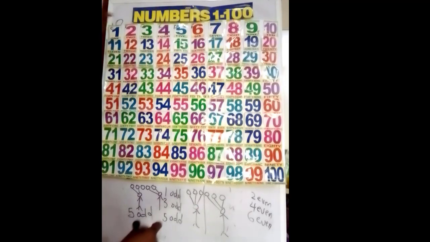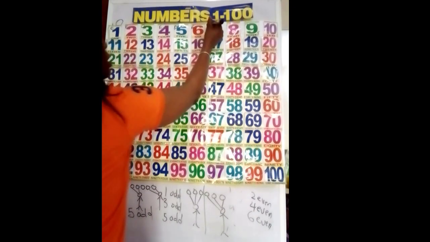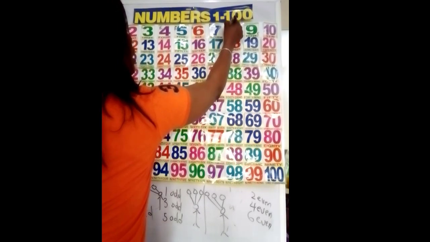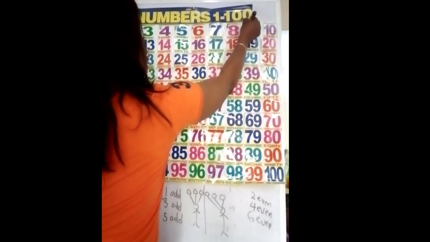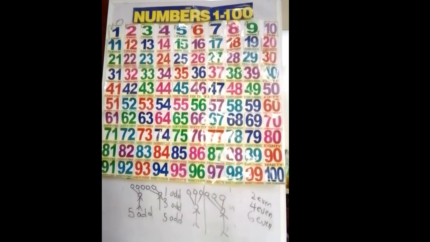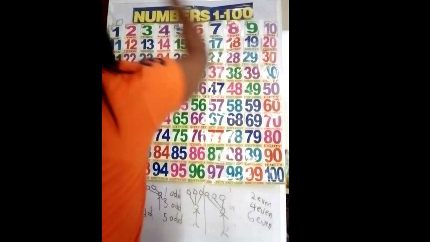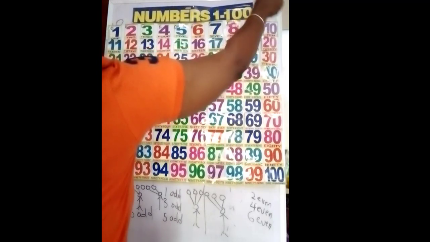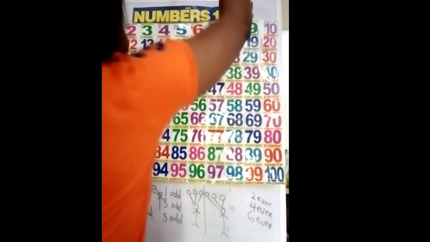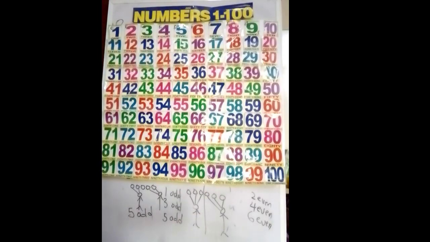So 1 is odd, 2 is even. 3 is odd, 4 is even. 5 is odd, 6 is even. 7 is what? Odd. 8 is what? Even. Because it's a pattern. 9 is what? Odd. And 10 is even. Now 10, mind you, is a number. 10 represents all the numbers that end in 0. We're going to get to that.